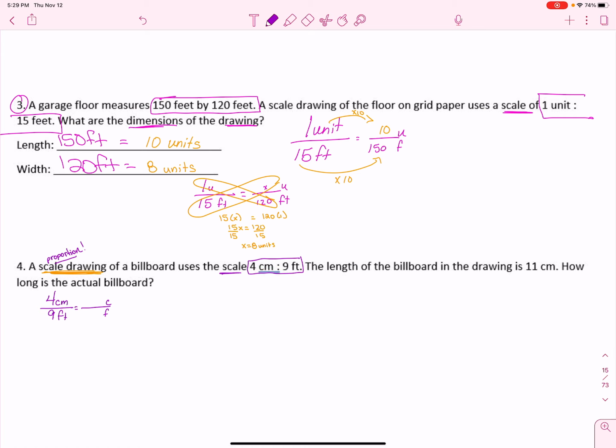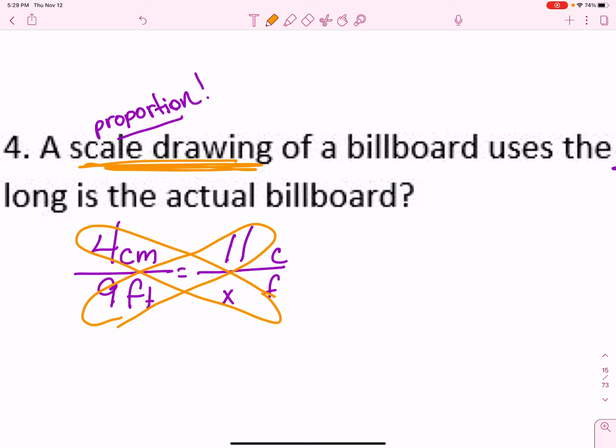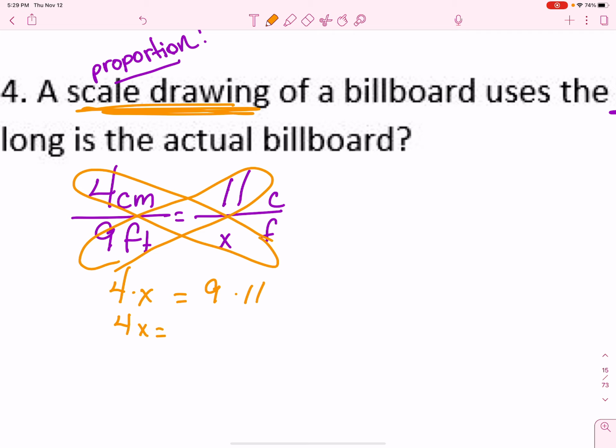All right, what are we looking for? The length of the billboard in the drawing is 11 centimeters. So over here in my ratio, I'm going to put 11 centimeters down, and here's my unknown. First thing I'm going to do, look for that side-to-side relationship. There is not one, so we can't do that. So instead, we have to cross multiply. Look at those great cross products. So we have 4 times something is going to have the same value as 9 times 11. So 4x equals 99. Divide by 4. Divide by 4. And x equals... That does not go in there a neat amount of times.